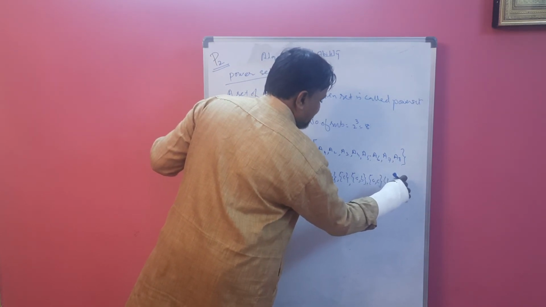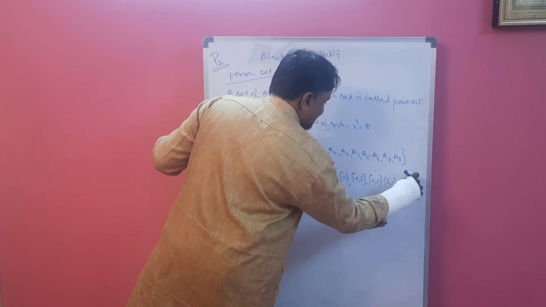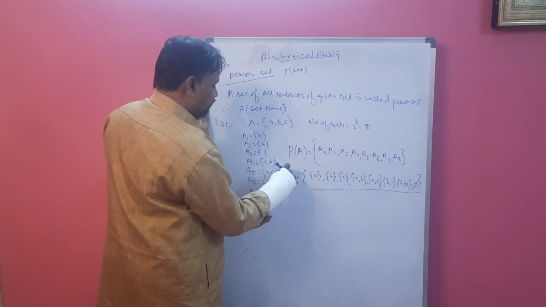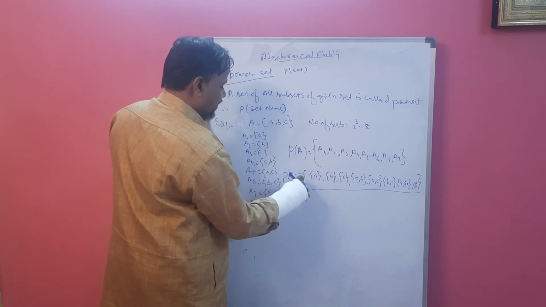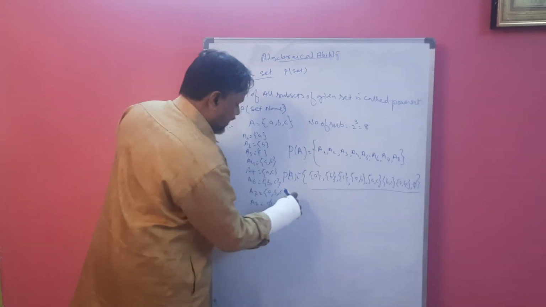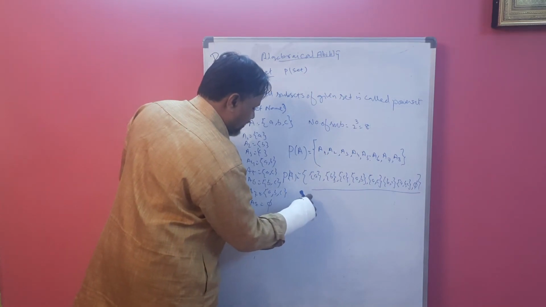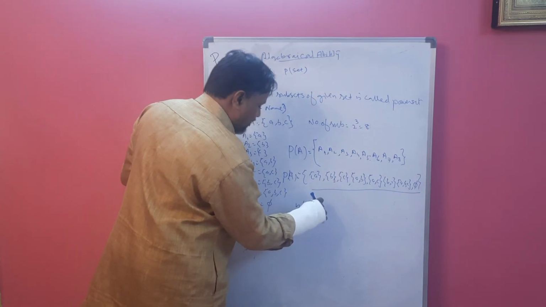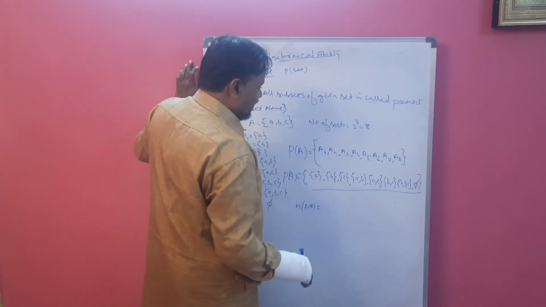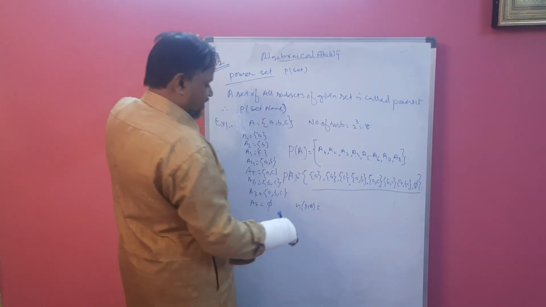Biggest one A, B, C, and null set, 5. So this is called the power set of A. Okay, power set of A. Here, n of P of A is nothing but the number of subsets, the value of that.